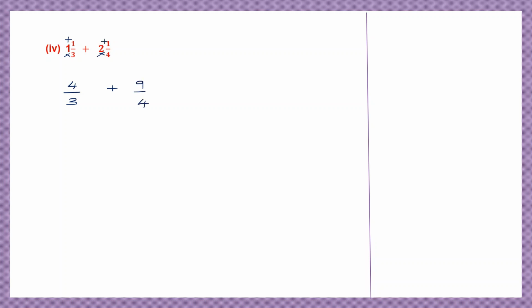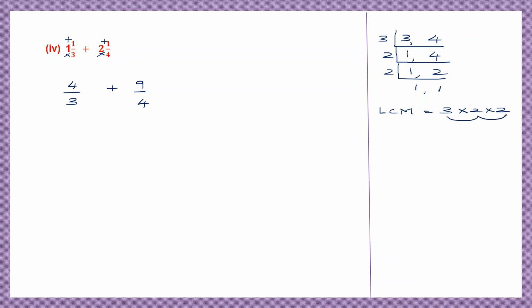Again, we have unlike fractions. So to make them like fractions, we have to find the LCM of the denominators. So 3 ones are 3, bring down 4, continue with 2 now, 1, 2 twos are 4, continue again with 2, 1 and 2 ones are 2. So the LCM is 3 into 2 into 2. So that is 3 twos are 6, 6 twos are 12. So LCM is 12. We're going to use 12 as the common denominator.